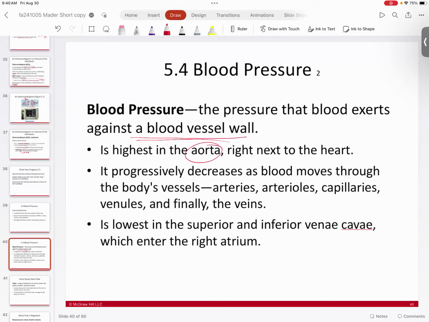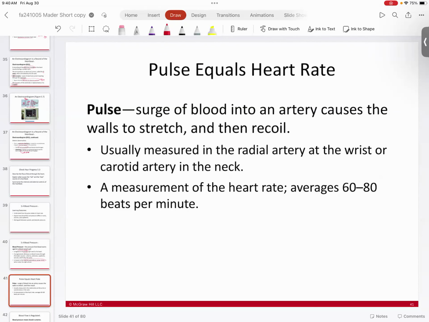So as it goes through arteries, the arterioles, the capillaries, the venules, and finally to the veins, it decreases in pressure. And it's the lowest pressure in your superior and inferior vena cava, which is right next to the right atrium.